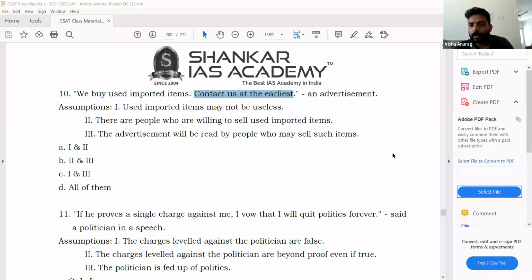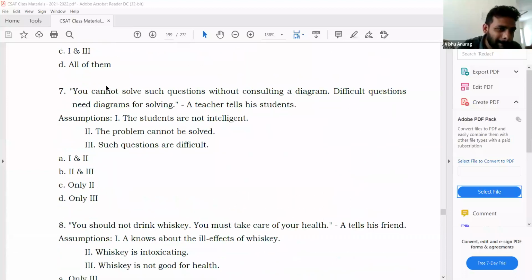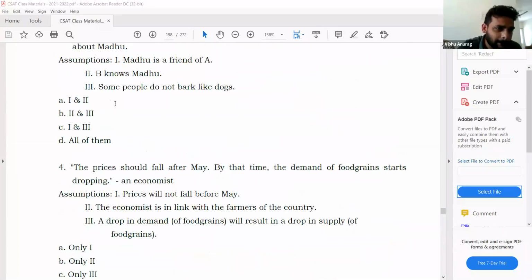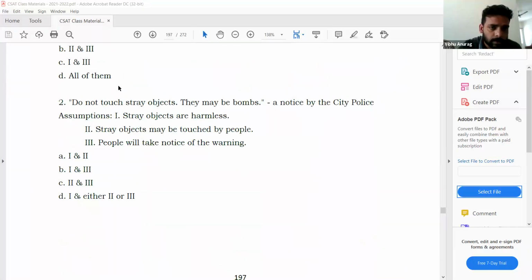Yeah, it is D. 10th question is D. Somebody asked, answer for second question. Second question was 2 and 3, option C.